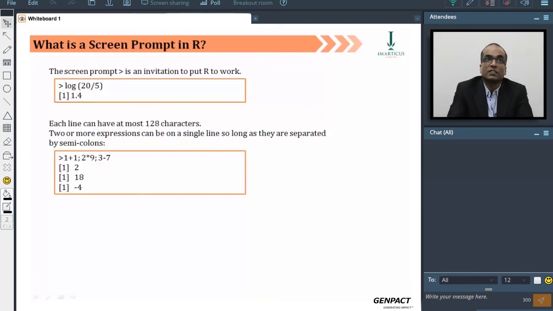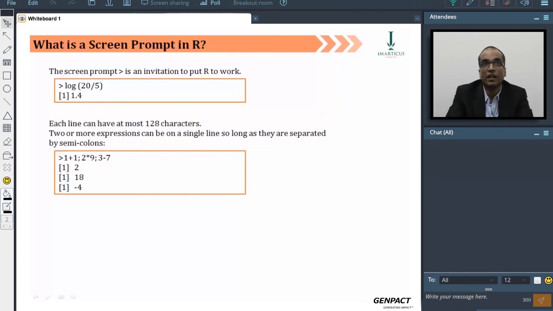Now, when you see on the screen a prompt like the greater than sign, usually you won't see this in the script window. This would be seen only in the console window. If you see a prompt sign with the greater than, that means R is asking you to give an input, right? So that's where you will write your code. When you say over here log of 20 by 5, you're asking R to execute a log of 20 by 5. And over here log means log to the base e, that's the natural logarithm, and not log to the base 10 or log to the base 2. So that's the value 1.4, as you can see on the screen.